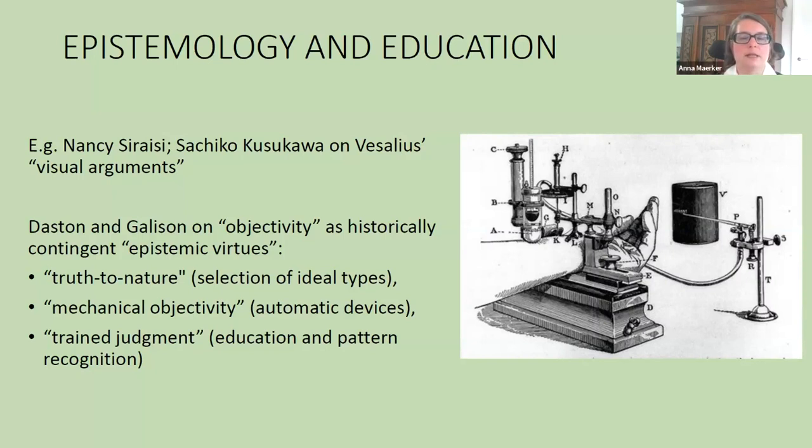So Nancy Siraisi has shown, for instance, that already in the Renaissance, scholars debated whether average bodies should be chosen for dissection, which in that particular context seemed to mean male and middle-aged bodies. Or whether anatomists should instead strive to observe as wide a range of body types as possible.